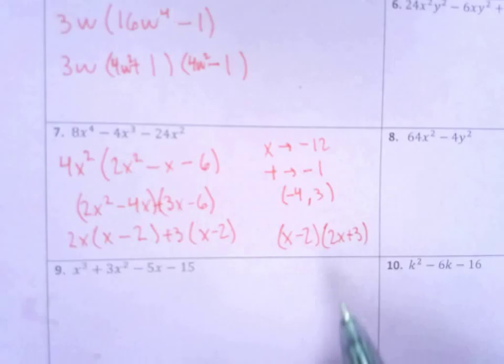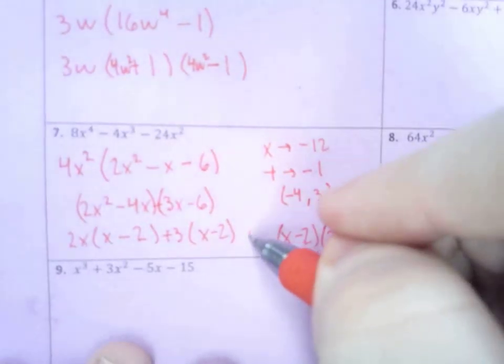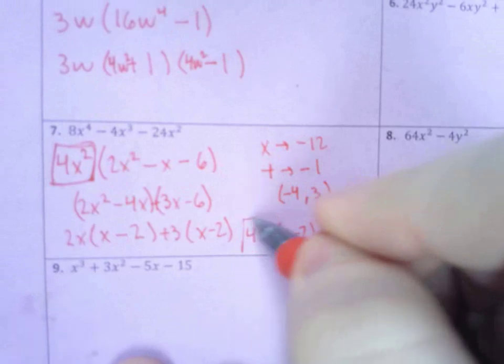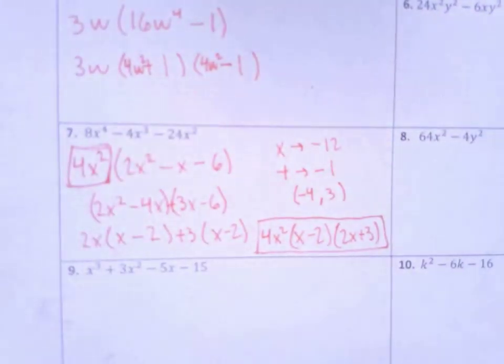Okay, and what are we forgetting? The 4x squared. So we can't forget the GCF that we factored out originally. So it comes down. So this is our whole answer, all 3 of these things. So if you factor GCF out, you have to remember that GCF is part of your answer. It's easy to forget about it.